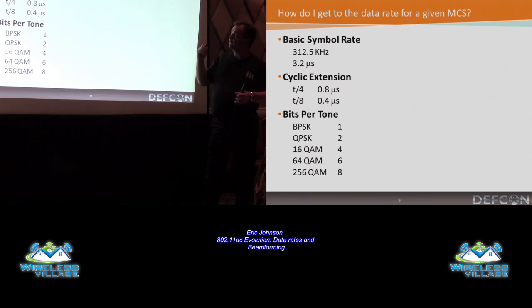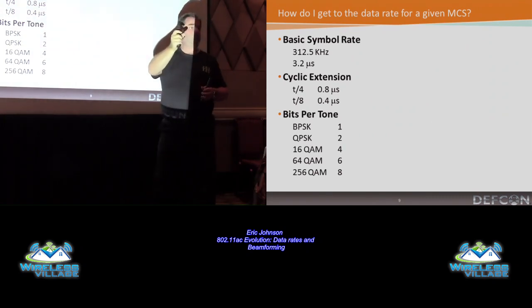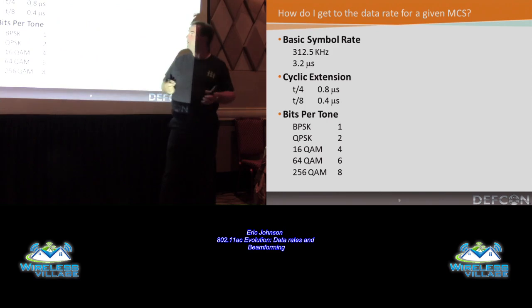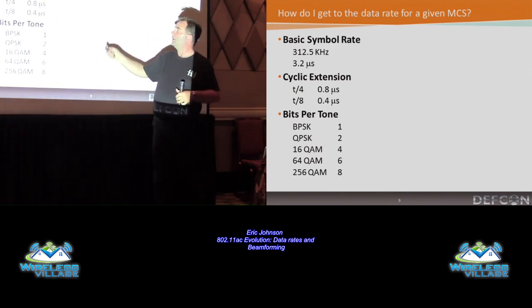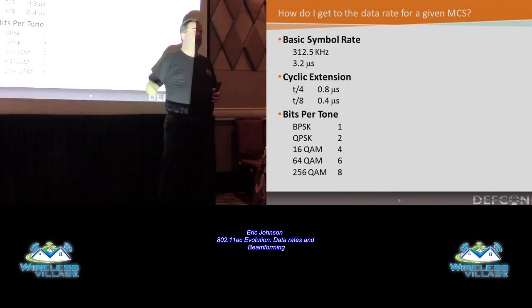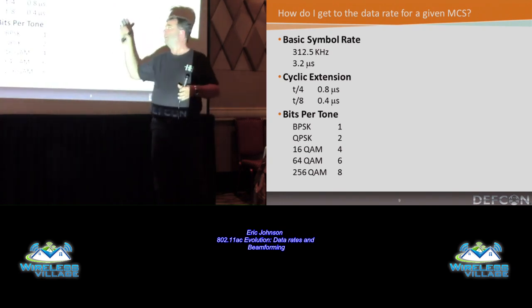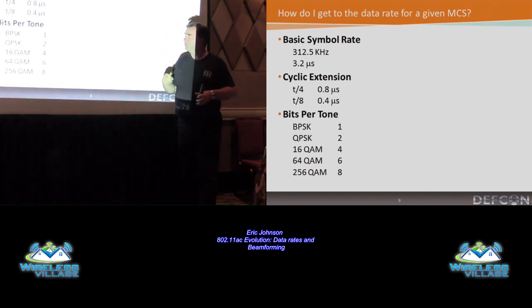Okay, so now we've got the terminology. Here's the basic physical elements. Each one of the tones that I showed you in the picture, that's a 312.5 kilohertz tone. And there's a whole bunch of them to create the 20 megahertz channel or the 80 megahertz channel. If you take that, it means the basic repetition frequency, you're sending a new burst every 3.2 microseconds. If you're not doing anything else, you're sending a new burst every 3.2 microseconds.